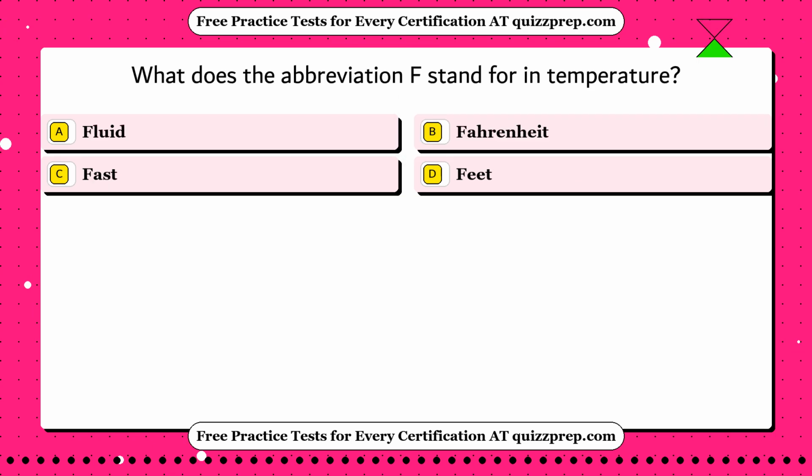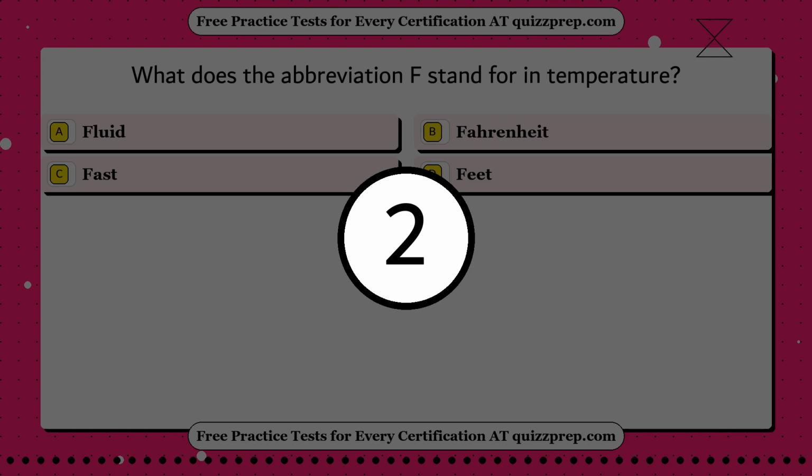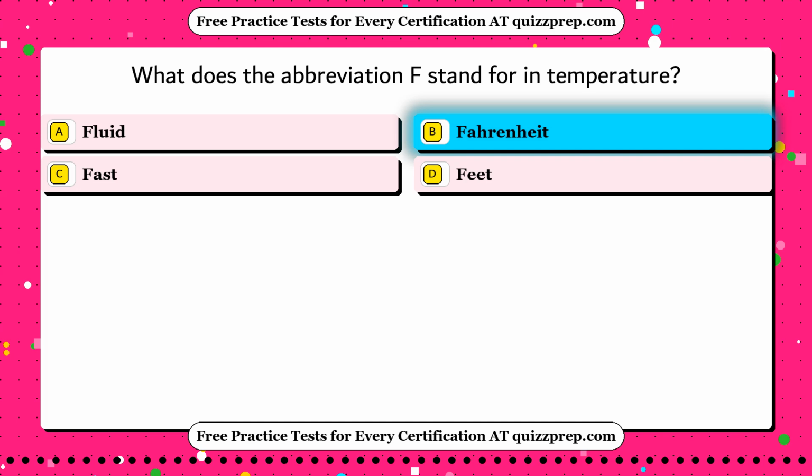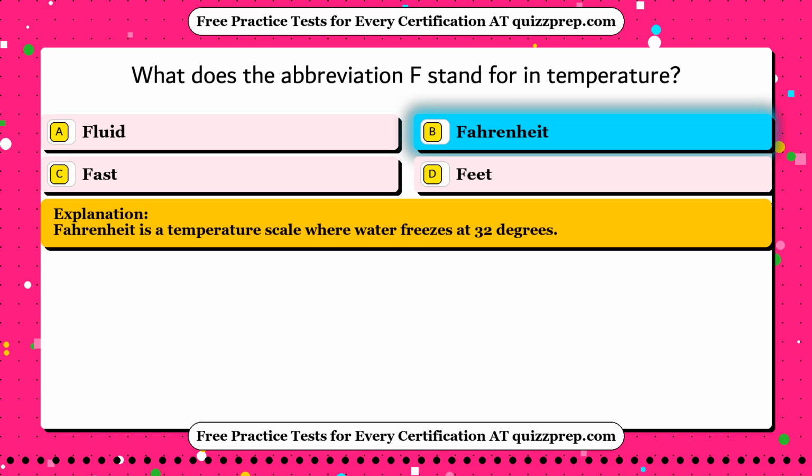Question 40. What does the abbreviation F stand for in temperature? Option A, fluid. Option B, Fahrenheit. Option C, fast. Option D, feet. The correct answer is option B, Fahrenheit. Fahrenheit is a temperature scale where water freezes at 32 degrees.